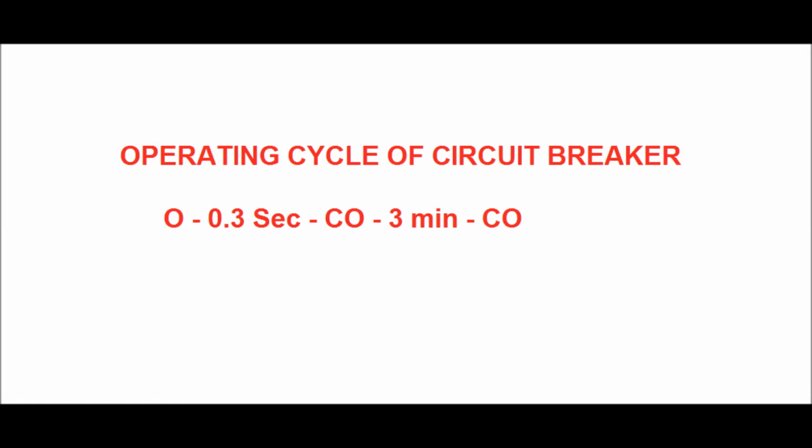On the nameplate, the operating cycle of a circuit breaker is mentioned as O - 0.3 second - CO - 3 minute - CO. Now, what is the meaning of this operating cycle will be discussed in this video.